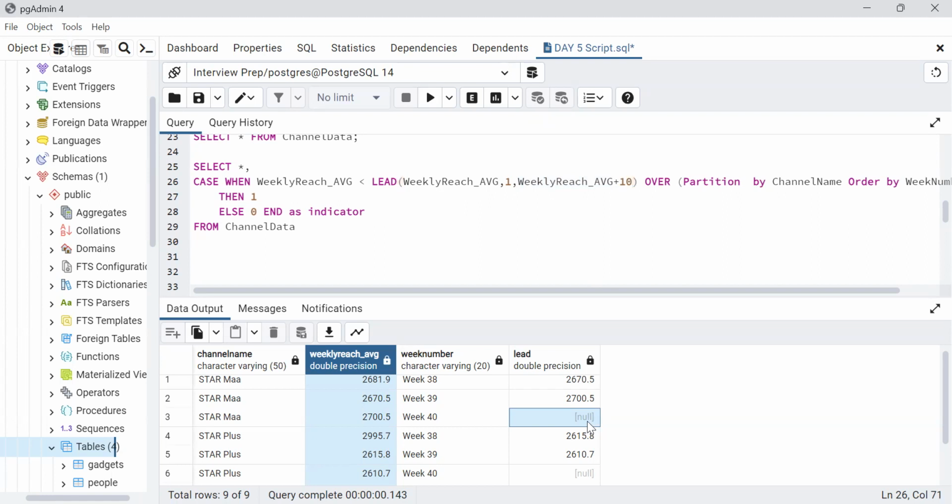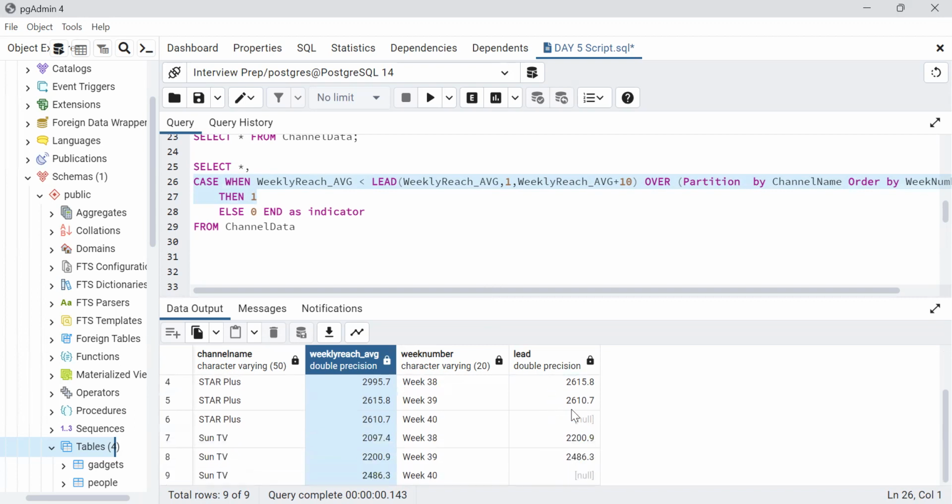If this is null, if this case happens, we can be less assured that the case statement is going to return 1 only. Yes or no in the chats? Did you understand this part? I basically want all of this week 40 to be 1. The indicator for week 40 to be 1. Because it doesn't matter what is there after that. I just want to keep this as 1. Did you guys understand this much?